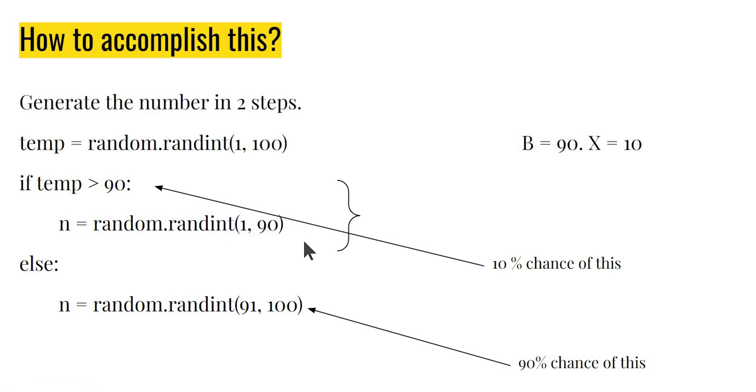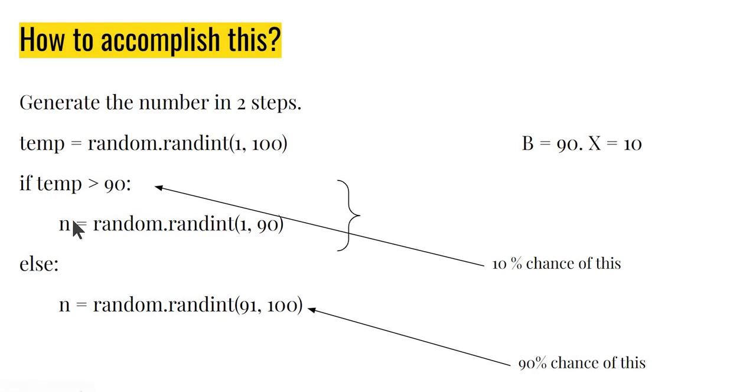Now, this is actually very interesting. Look at this. Temp was equally likely to be anywhere between 1 and 100, which means that the chance that temp is more than 90 is in fact 10%. And why is that? Because 90% of the time temp will be less than 90, and 10% of the time temp will be more than 90.